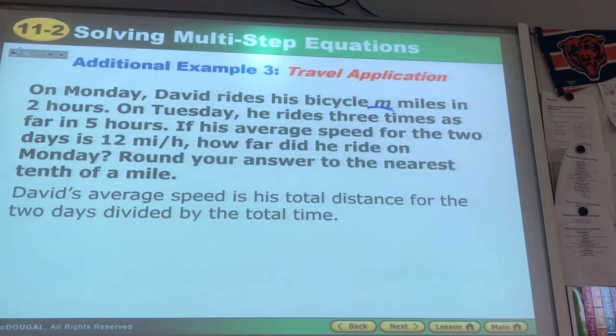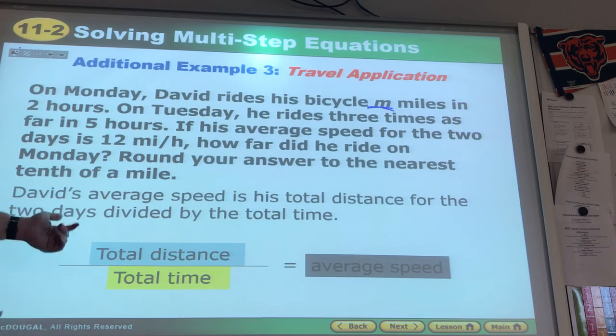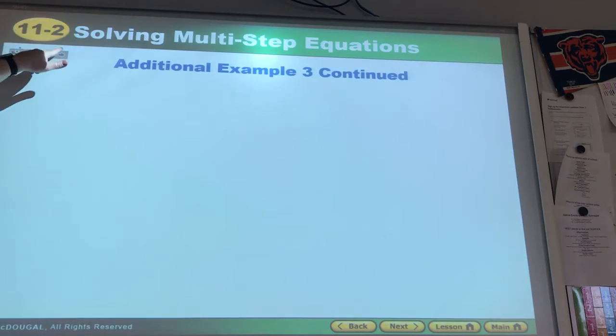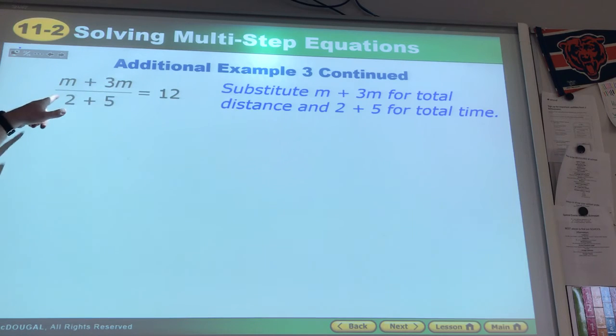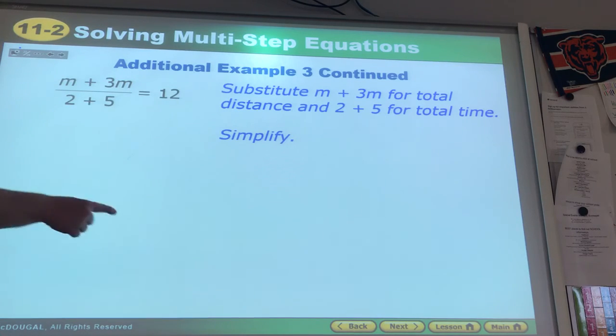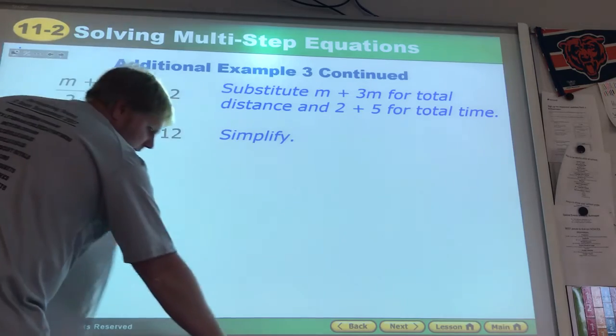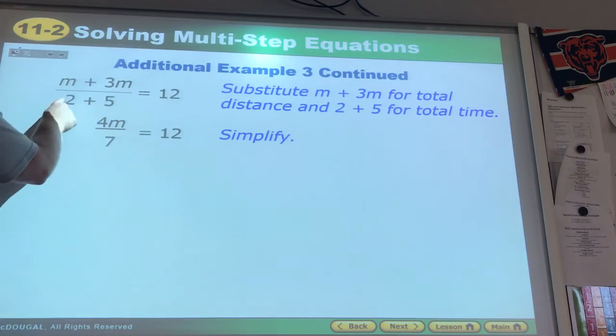David's average speed is his total distance for the 2 days divided by the total time. So, total distance, total time. So when they set up their equations, m plus 3m, 2 plus 5, we did have it right, except I made them 2 separate fractions, and we have to look at doing the bottom and the top separately. I did make a mistake. And you could always put 12 over 1 to make it a fraction to help you out. Okay? So when we combine the like terms then, that gets you 4m, that gets you 7.